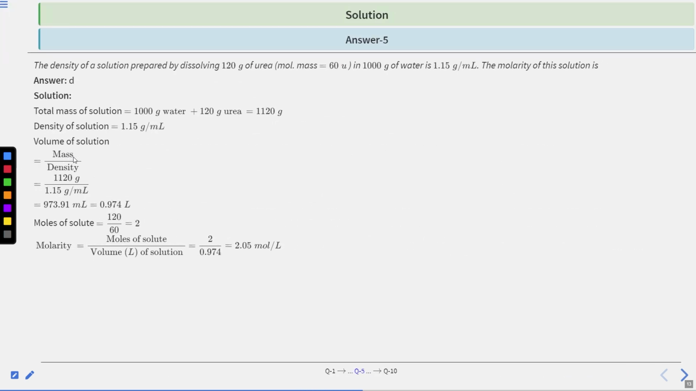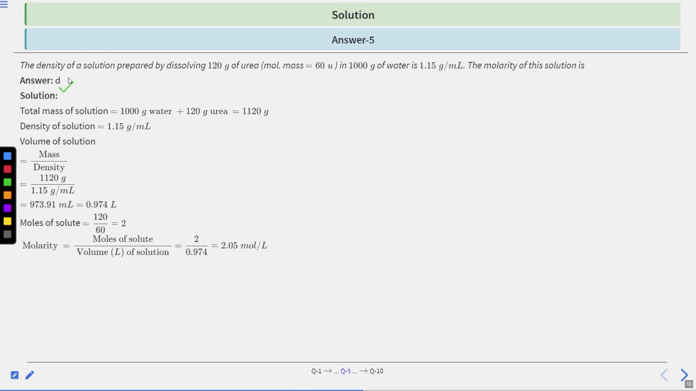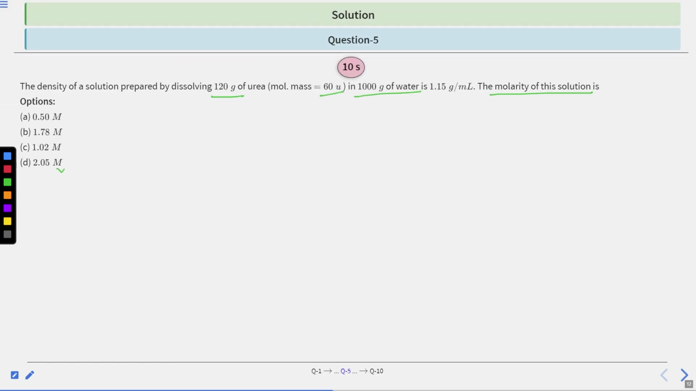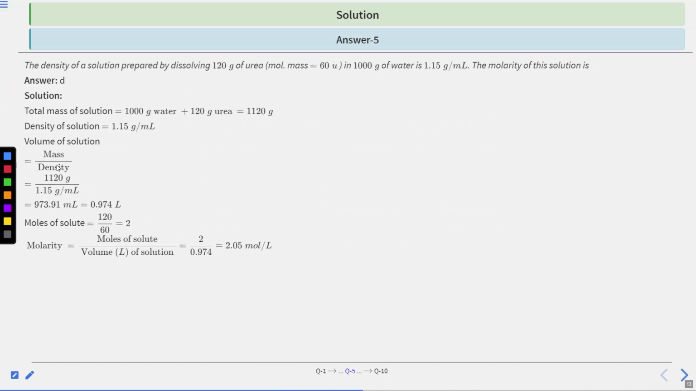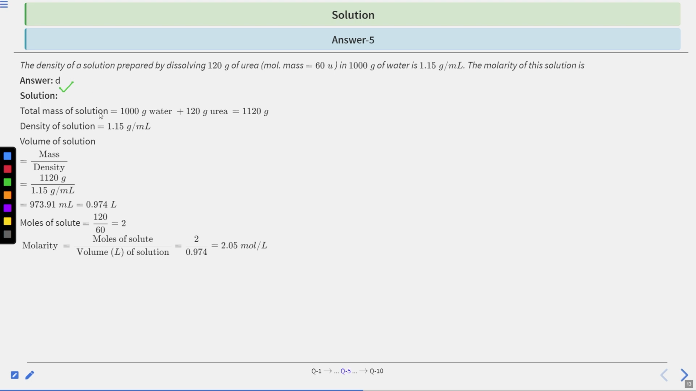Okay, so the correct answer is option D, which is 2.05 molar. Let's see how we will solve this question. The total mass of the solution, which is formed by mixing urea and water, is 1000 gram of water plus 120 gram of urea. So it will be 1120 gram of solution. And density of solution is given as 1.15 gram per milliliter.